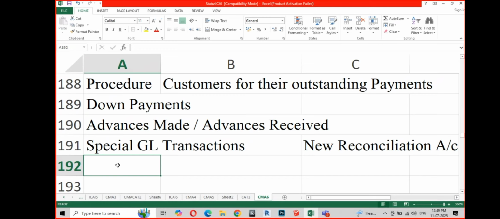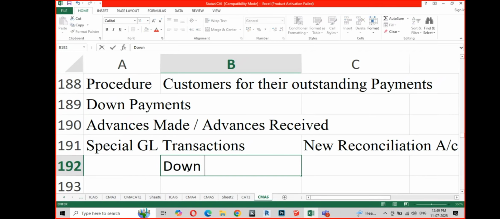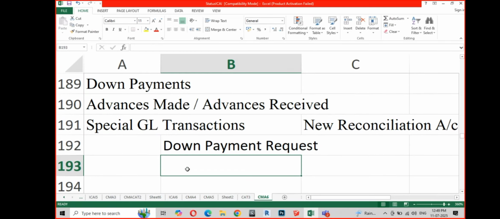Now this special general ledger transactions is broken up in SAP in the form of a down payment request. That means you are requesting your vendor, or the customer is requesting you, for an advance. You are requesting the vendor for advance booking for the purchase, and the customer is requesting you for an advance to be accepted for the sales.